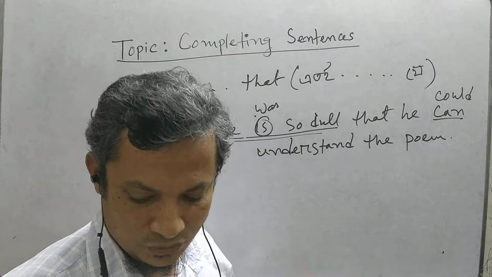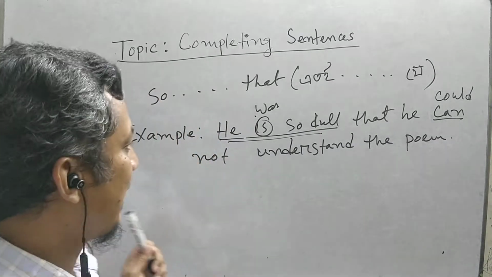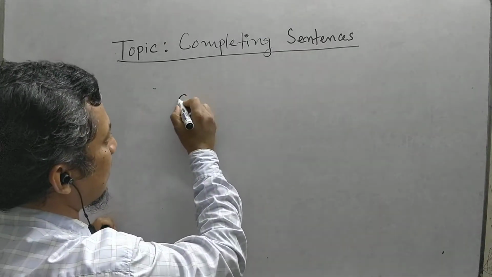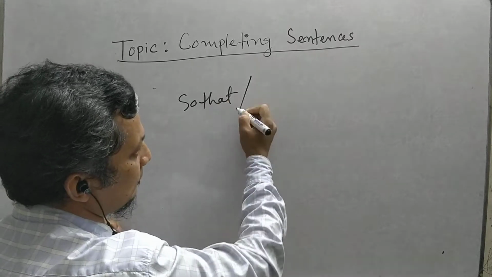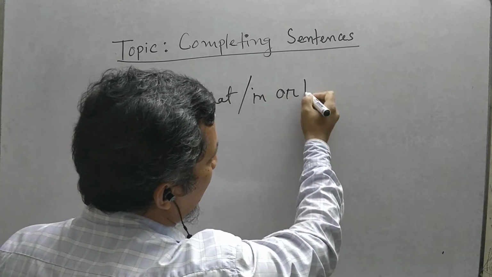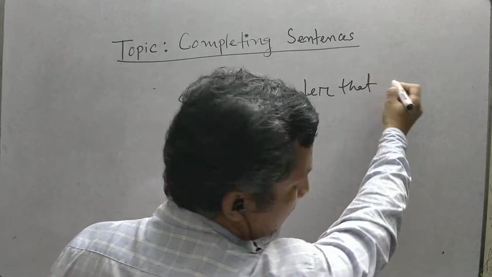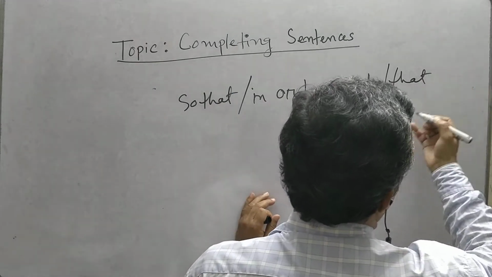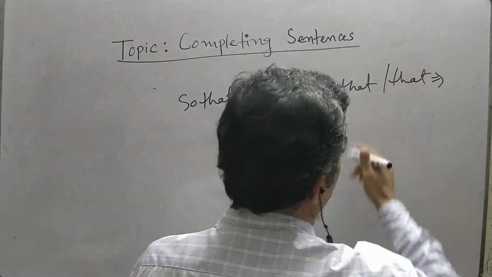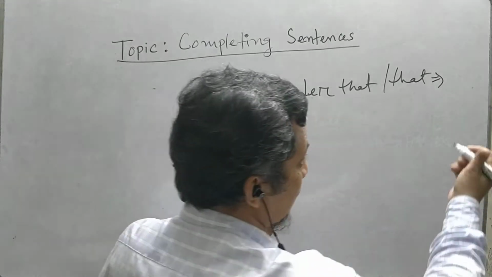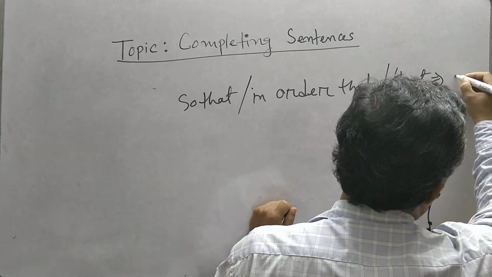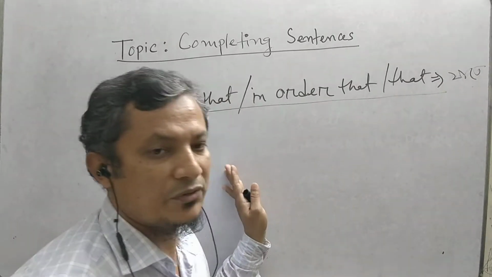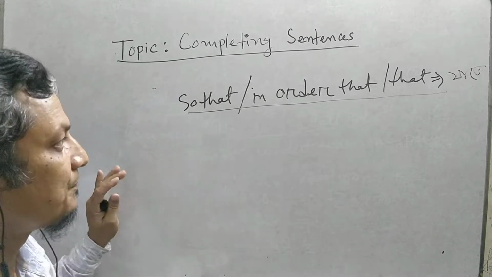Okay, thank you. Today we will share another rule. The rule is "so that", "in order that". So that, or in order that, or that. What is the Bangla meaning of it? The Bangla meaning is "jate". It is also used in complex sentences.